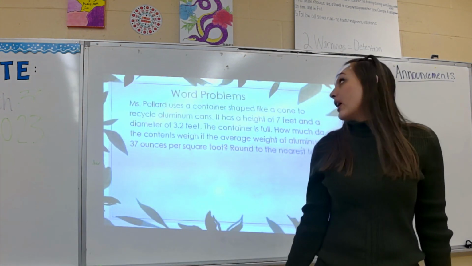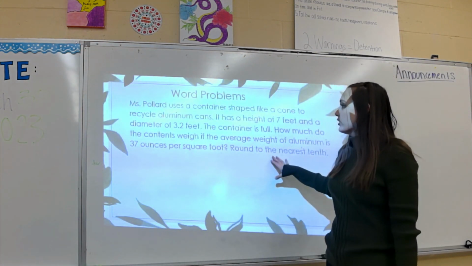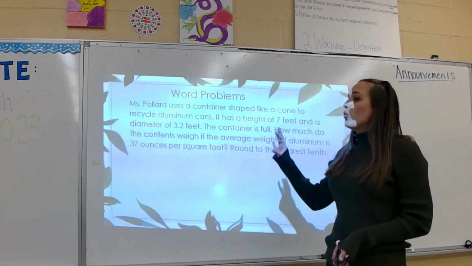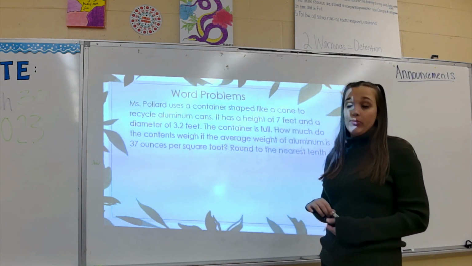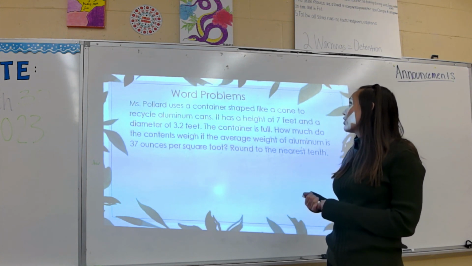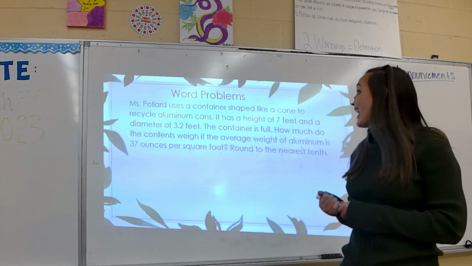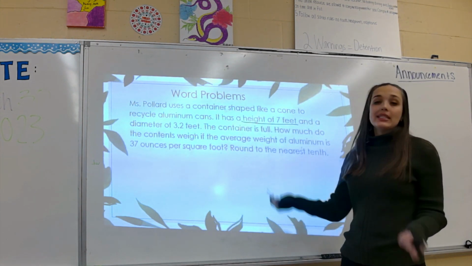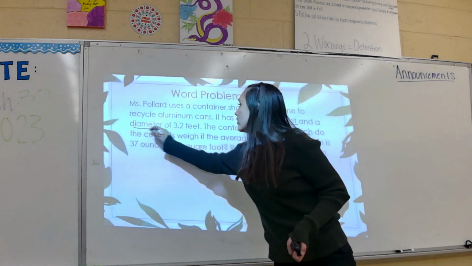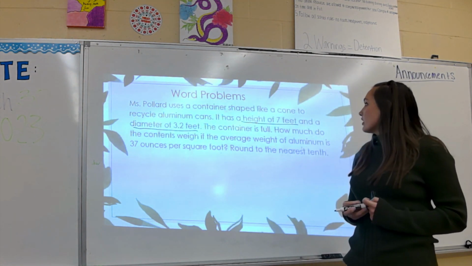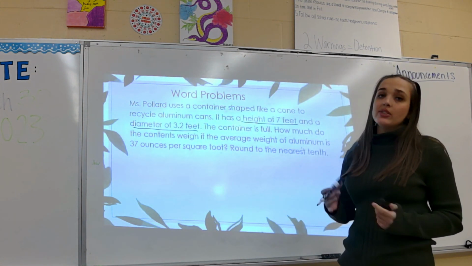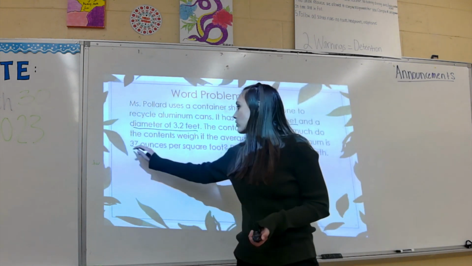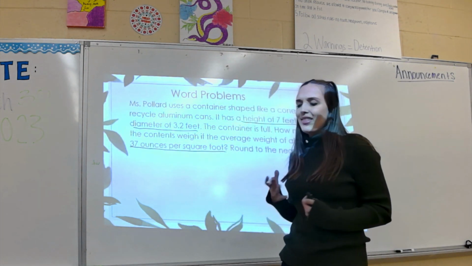Now we have this word problem, and it looks a little bit lengthy, but we're going to underline the important parts to make sure that we're just focusing on what's going to be useful for this problem. So I have a container shaped like a cone to recycle aluminum cans. It has a height of 7 feet, I always need my height, and a diameter of 3.2 feet. The container is full, and we want to know how much the contents weigh. If the average weight of aluminum is 37 ounces per cubic foot, that's another number I think is going to be important.